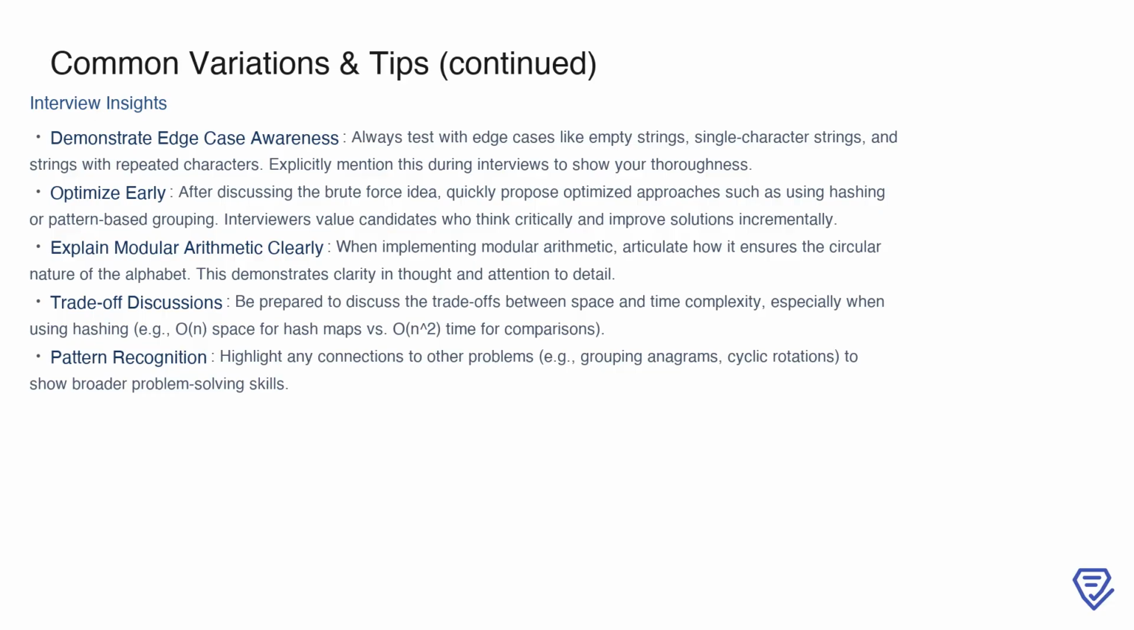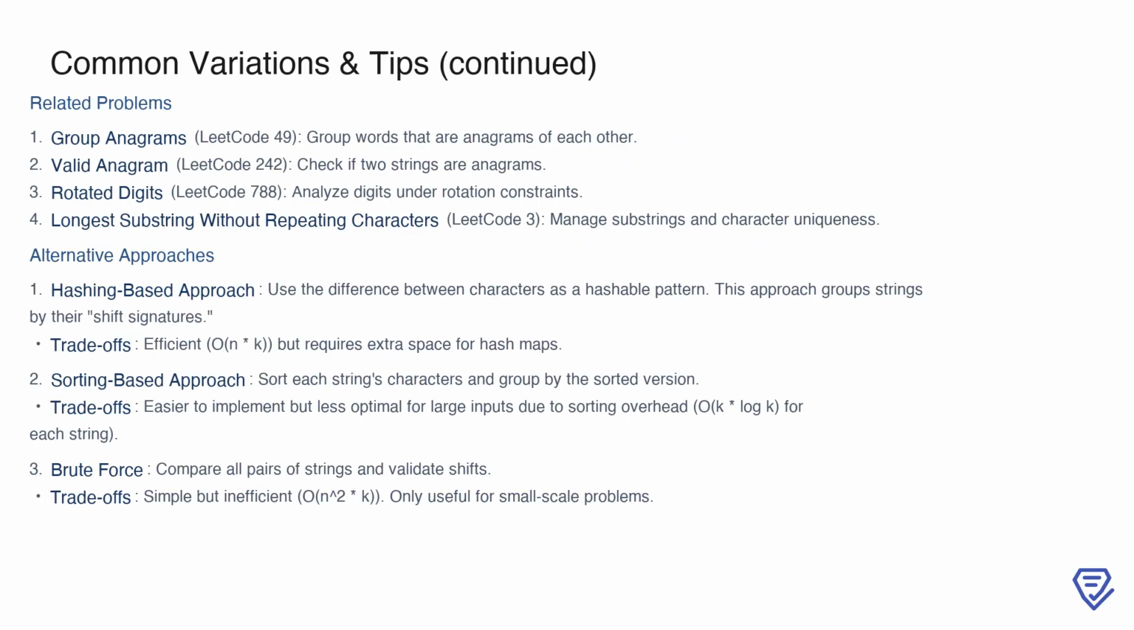The group-shifted strings problem is closely related to several others in LeetCode. For example, group anagrams involves clustering words that are anagrams of each other, while valid anagram checks if two strings are anagrams. Problems like rotated digits and longest substring without repeating characters also share themes of analyzing patterns and managing constraints. In terms of alternative approaches, a hashing-based method is highly efficient.